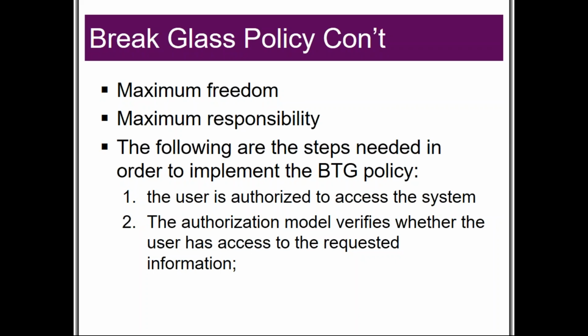So as you see on my slide, the third bullet point, the following are the steps needed in order to implement this break the glass policy. Number one, the user should be authorized to access the system in the first place. So the user is authorized to access the system, and then once he gets in, searches for information. And number two, that authorization model that we choose is going to verify whether that user has access to the requested information. So not only could he get in, but is he supposed to access that information?